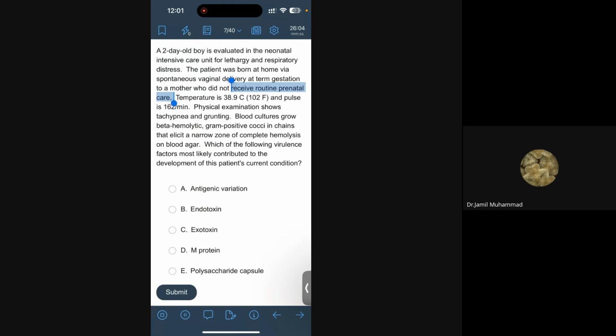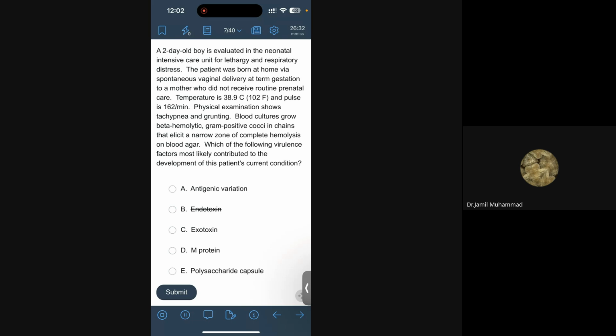risk factor for group B streptococcus. We give a dose of penicillin before the delivery of the baby to every mother who has a risk factor for group B streptococcus. It is a routine thing. But in this patient, there was no routine prenatal care. That's why he is developing these symptoms. We know endotoxin cannot be the answer here.